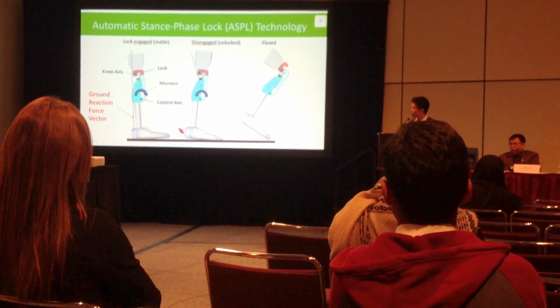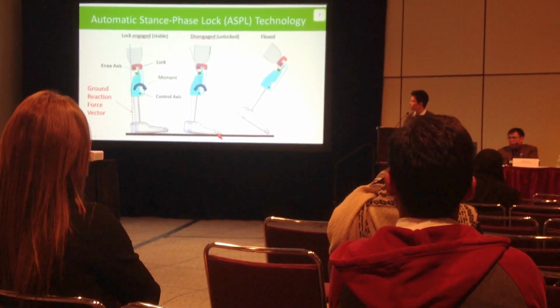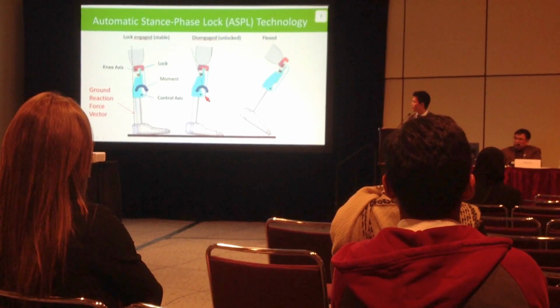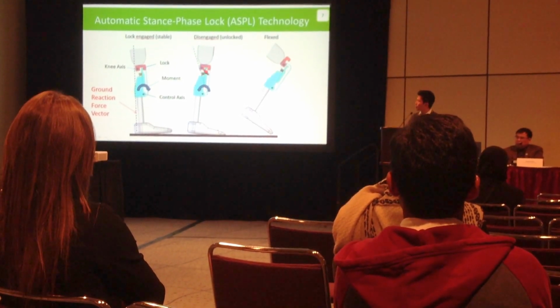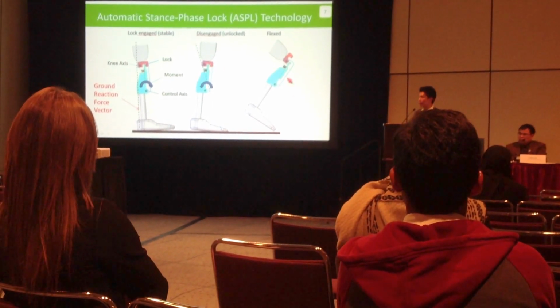But then when you roll your leg over, and the ground reaction force vector is located in front of the control axis, in this case, it creates a backward moment, which then pushes the lock back, allowing the lock to be disengaged, and allowing the knee to bend and enter swing phase.